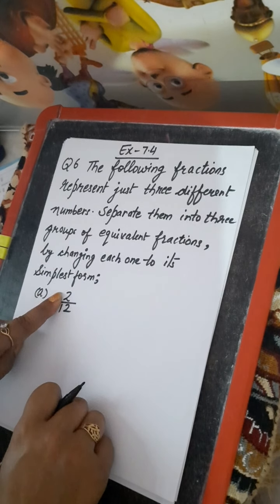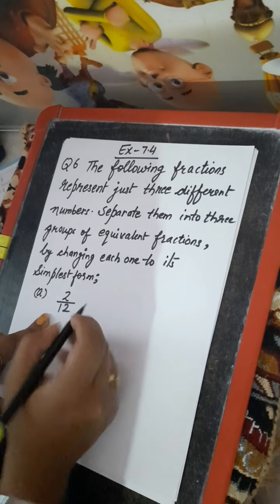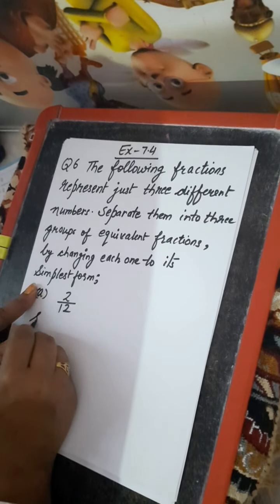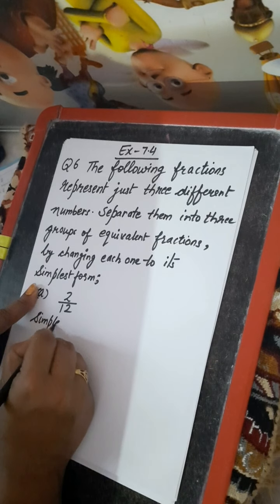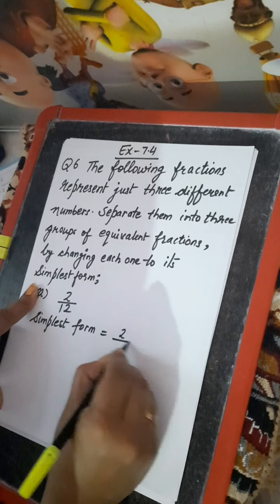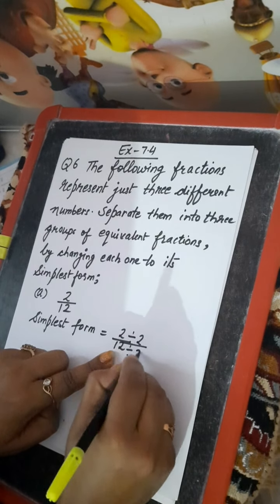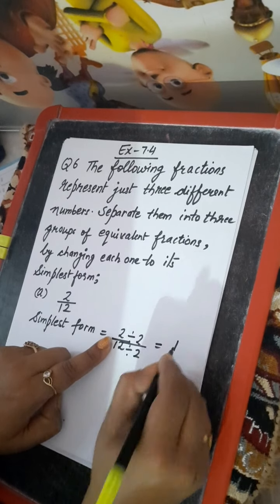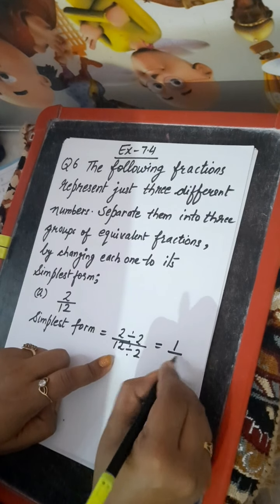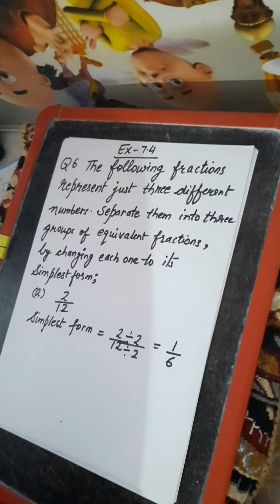As we have numerator 2, denominator 12, both are divisible by 2. So I will write here simplest form. Here I am reducing into the simplest form. Simplest form of 2 upon 12: both are divisible by 2. 2 divided by 2 is 1, 12 divided by 2 is 6. So here my simplest form is 1 upon 6.